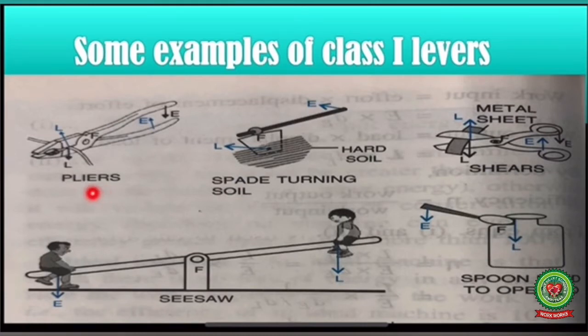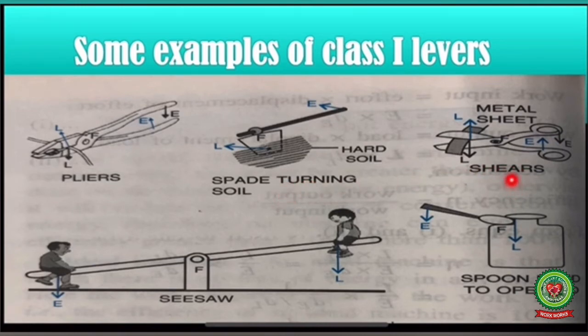A pair of pliers. Here this is the fulcrum of the plier. Here we apply the effort and this is the load. So this is a class 1 lever. A spade turning a soil. This is the fulcrum. This side we have load, this side is effort. So spade turning a soil is an example of class 1 lever.